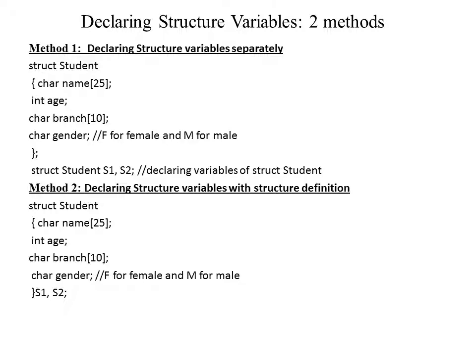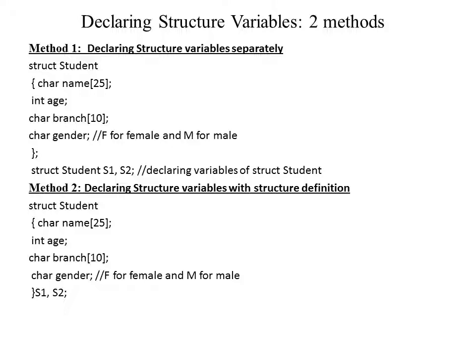So there are 2 methods to declare the variables of a structure data type. Firstly, I will come to my basic example, int x. What do you mean by int x? Int is the data type and x is the variable. So int x is equal to 2 means you are assigning the value 2 to the x variable of integer data type. Here we have created a new user defined data type. The data type name is struct student.